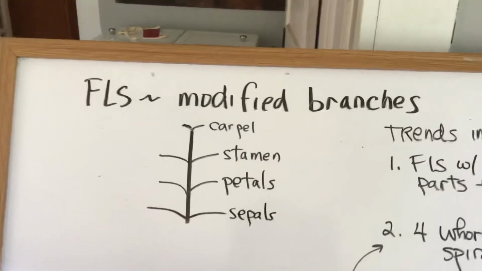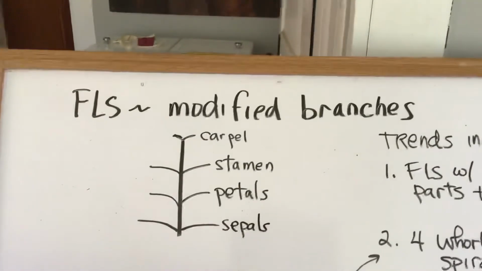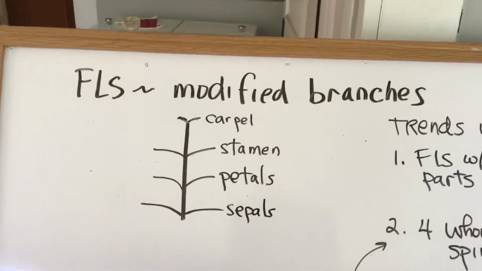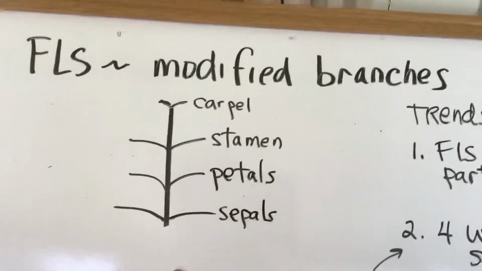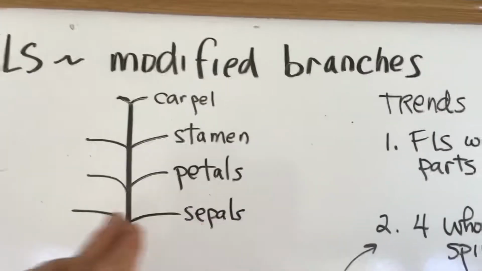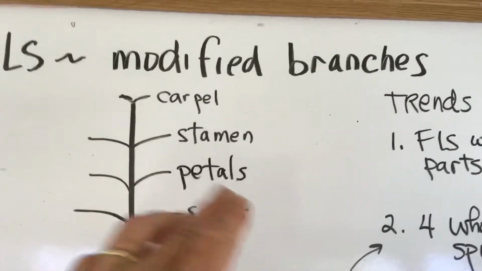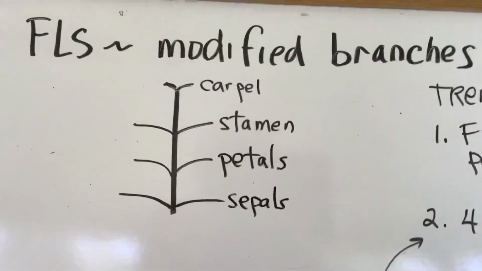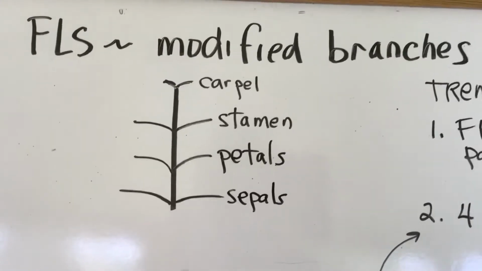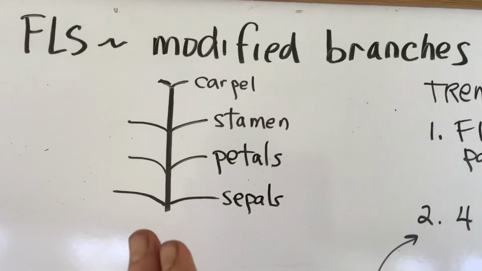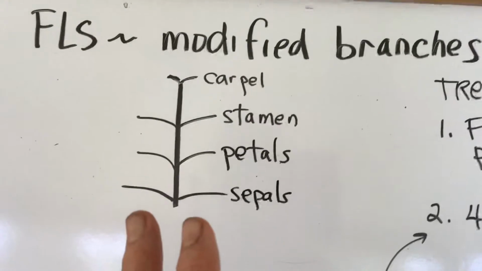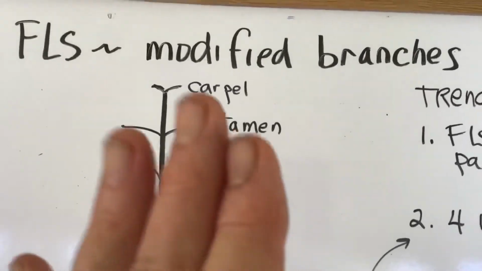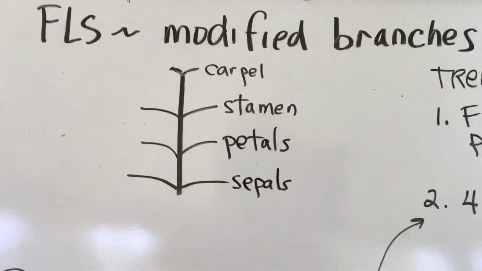But even in gymnosperms, for example, with pine cones, you can see this idea of a modified branch, where you have this central axis with leaves, if you will, coming off of that branch, and those would be the parts of the cone. In this case, it's a modification of that structure, a branch also, but with only 4 whorls. The whorls being the sepals, petals, stamens, and carpels, like we've been talking about.